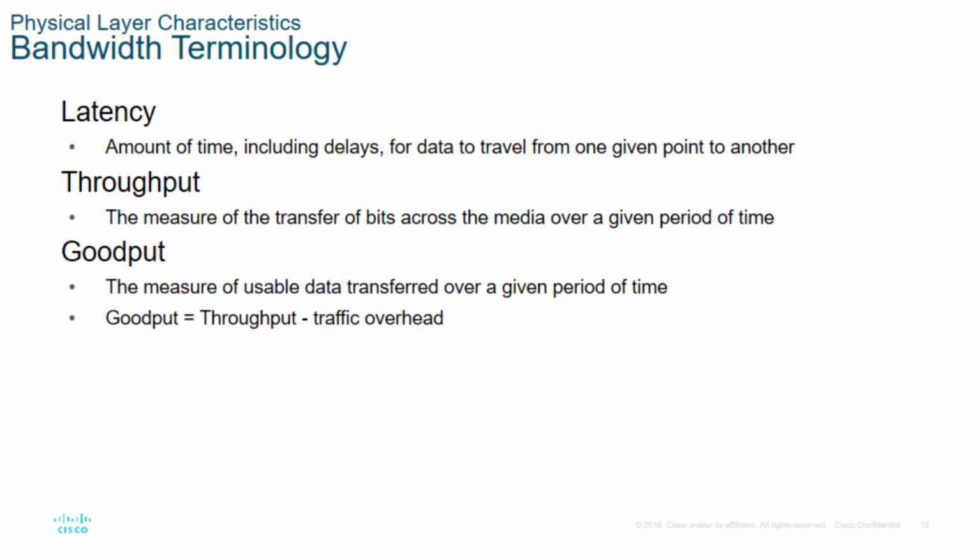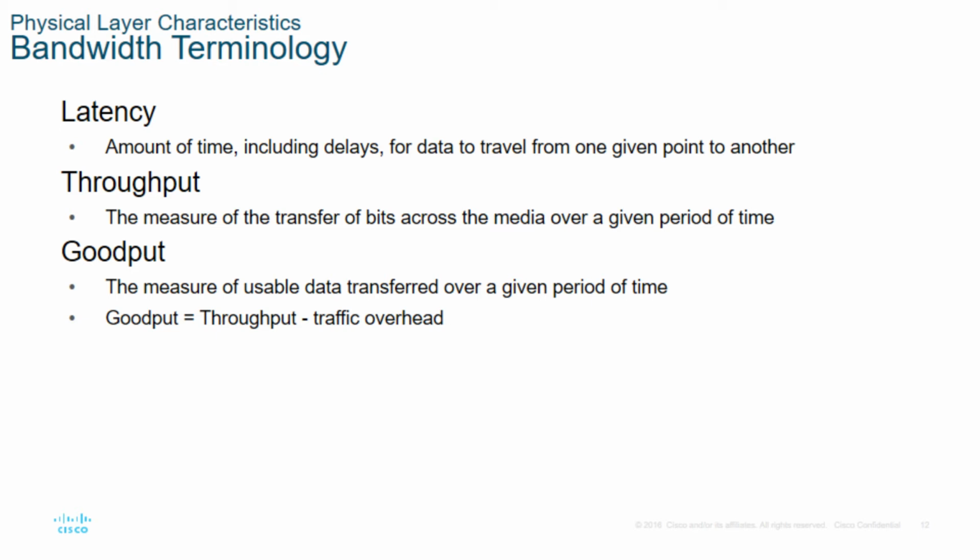Now coming to bandwidth terminology, terms used to measure the quality of bandwidth include latency, throughput, and goodput. Latency refers to the amount of time, including delay, for data to travel from one given point to another. In a network, internetwork, or network with multiple segments, throughput cannot be faster than the slowest link in the path from source to destination. Even if all or most of the segments have high bandwidth, it will take only one segment in the path with low throughput to create a bottleneck in the throughput of the entire network, right?